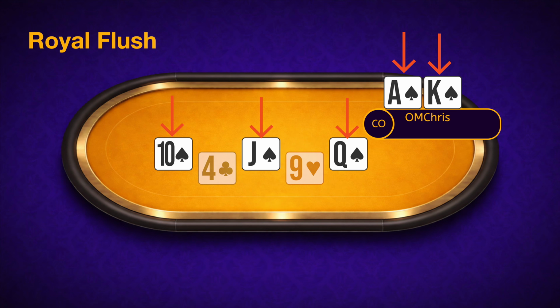The strongest hand in poker is a royal flush. That is 10, jack, queen, king, ace, all of the same suit. For example, 10 of spades, jack of spades, queen of spades, king of spades, ace of spades. This is the best possible hand. You will almost never make one, but when you do, please try and keep your composure.